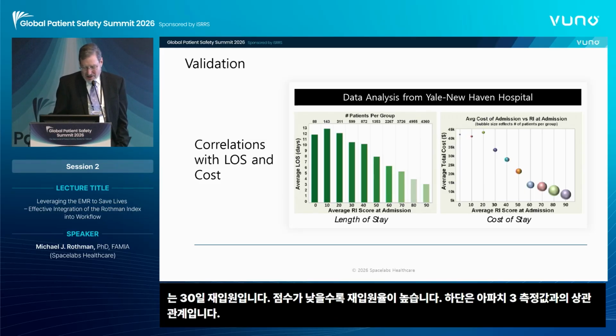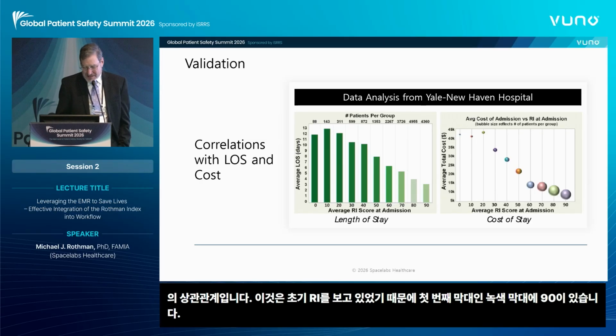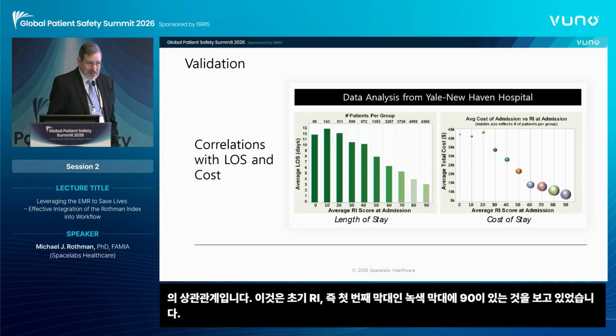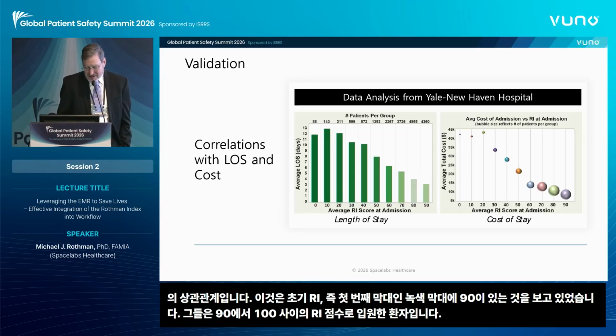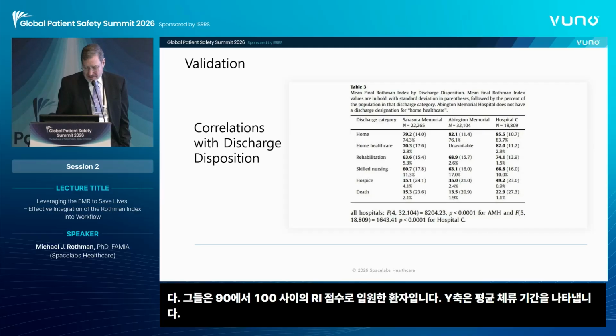The first bar, the green one that has 90 there, those are patients admitted with RI scores between 90 and 100. And the y-axis shows their average length of stay. You can see the lower the score at admission, the higher the length of stay. The graph on the right shows the cost as a function of initial RI, also correlates.